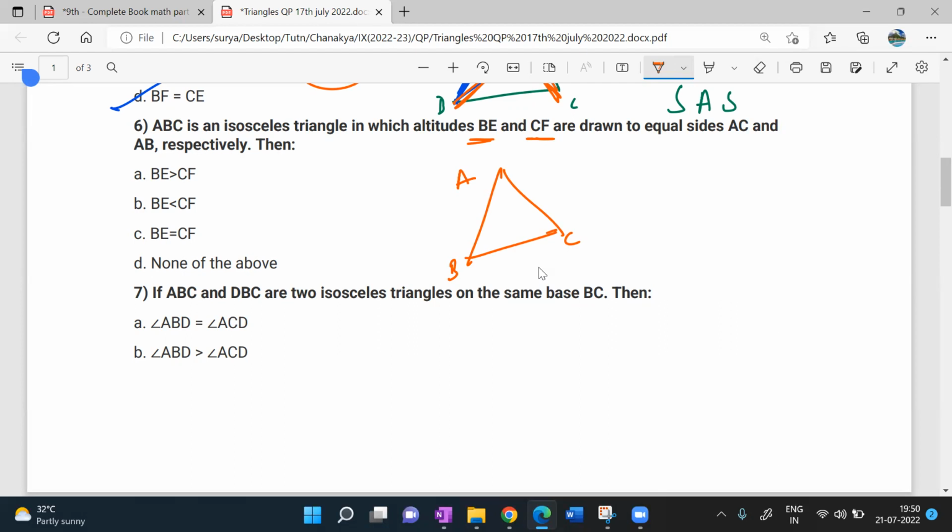BE and CF are drawn to equal sides. Again, SAS, sir. BE and CF. This is E, this is F. Triangles ABE and ACF. So can I say now BE is equal to CF? Again, same question, almost the same question.